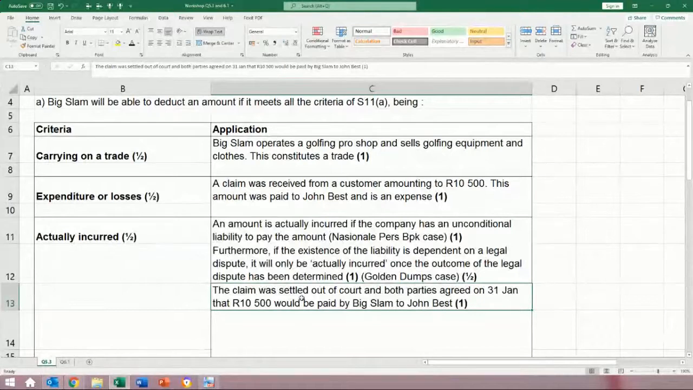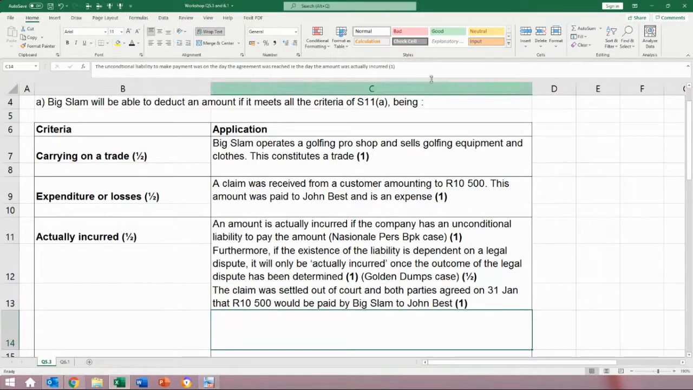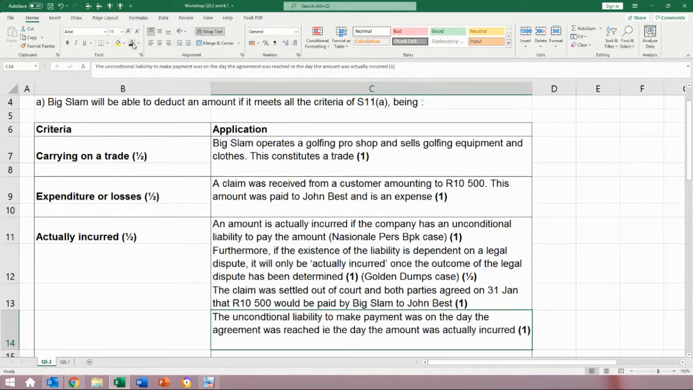And the claim that was settled outside of court was the 10,500, which we also listed here as the expenditure. Okay, now we agreed on the 31st of January that we are going to settle this amount. Now that means on that date when we reached the agreement, so on the 31st, is when it was actually incurred. That is when it became unconditionally liable to be paid. Okay, and that date is still within our year end.